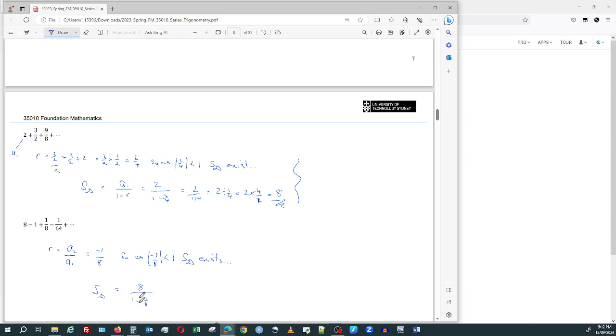So we can be careful, use your brackets. So we've got 8 divided by 1 plus 1/8, which is 9/8, which is 8 divided by 9 on 8, which is 8 times 8 on 9, which is 64 on 9.